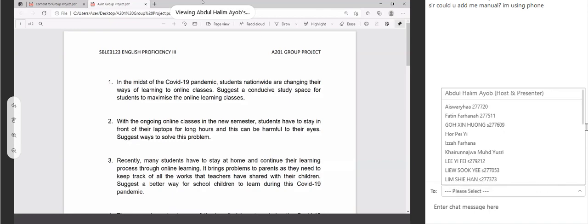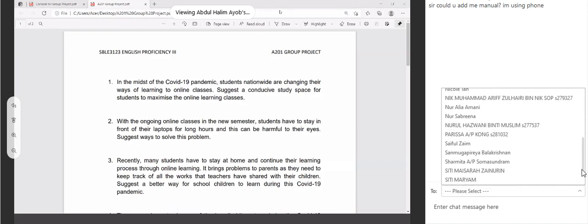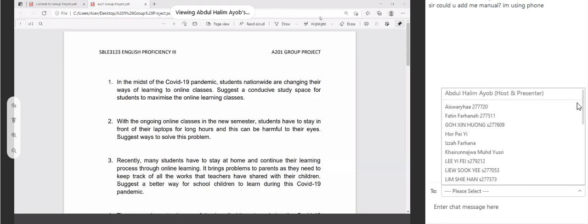Clear. Yes, Mr. Halim. Okay, yes, good. All right.